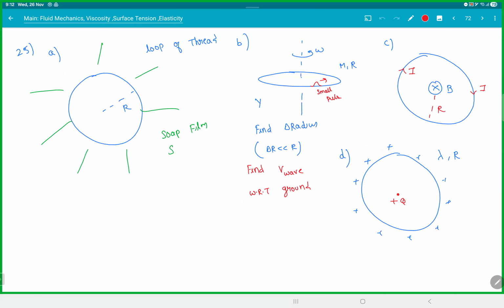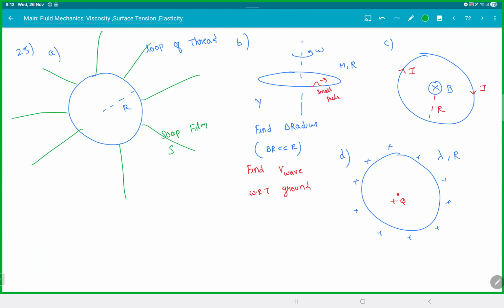This is another important question. So we have a loop of thread and there is a soap film surrounding it. Find the tension in the thread. So this question can be asked in different chapters. So we have a loop of thread which is placed in a soap film. The soap film is stretching it. Hope you remember that. Find the tension in the thread.